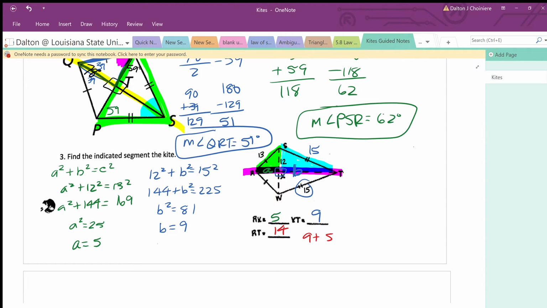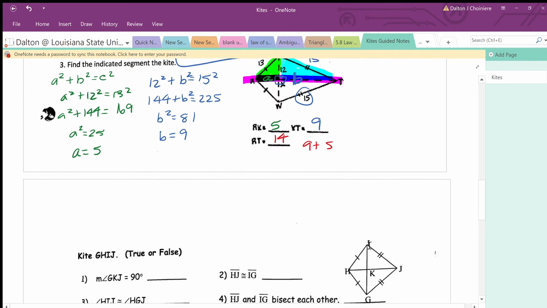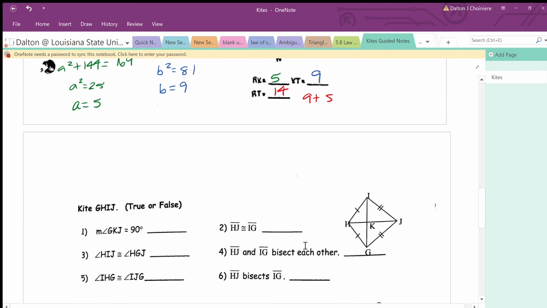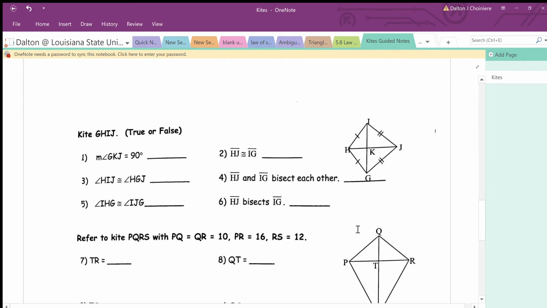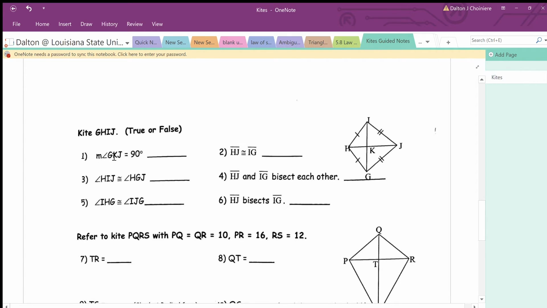For the sheet that goes along with this, the worksheet on the backside, the first section is just true, false. So 1 through 6, you're going to use what you know about kites on the other side, and you're going to use this picture here. The first one says, the measure of angle GKJ equals 90 degrees. So figure out where GKJ is on the picture, and if this is a kite, is it true that that angle should be 90 degrees? So you'll go and do the true, false.